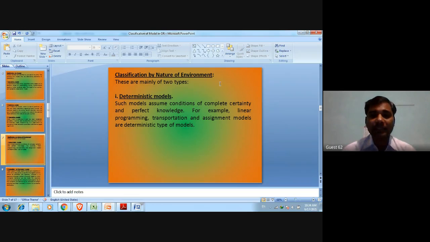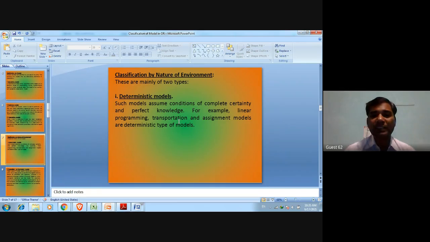For example, linear programming, transportation, and assignment models are deterministic types of models. It means the information that you have is 100% true and correct. So after using this information, the result is sure. It means you have a single, definite result. So when you use this type of model, it is called a deterministic model.